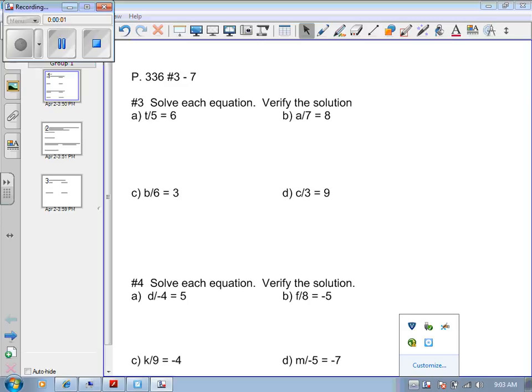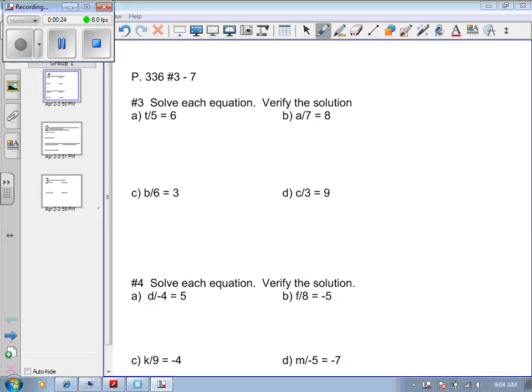Okay, so we're starting on page 336, numbers 3 to 7. You're asked to solve these equations. Again, they use the word fractions, but it's easier to think of it as division. Fractions tend to confuse people. So solve each equation. When I did this on the computer, I didn't have the little box that gives me t over 5. So t slash 5 means t divided by 5 equals 6.